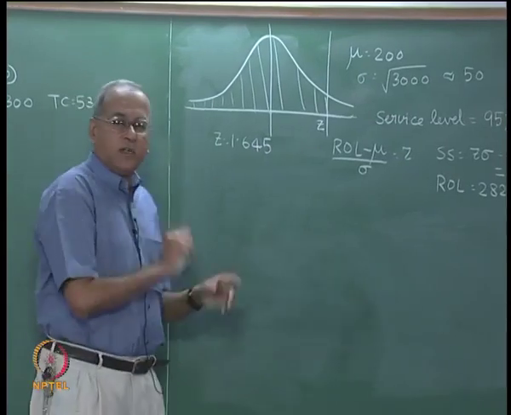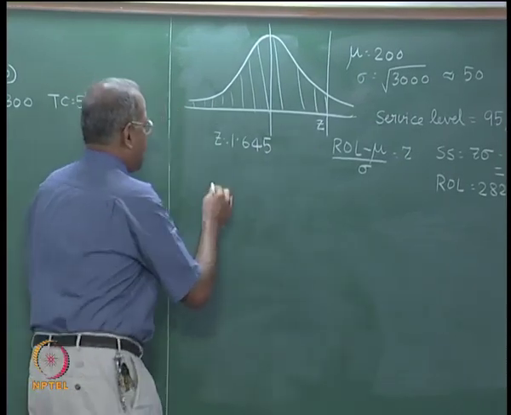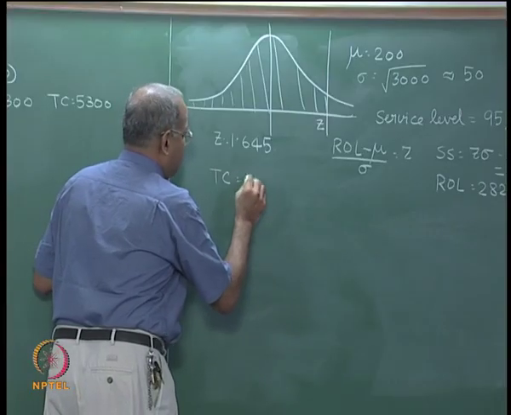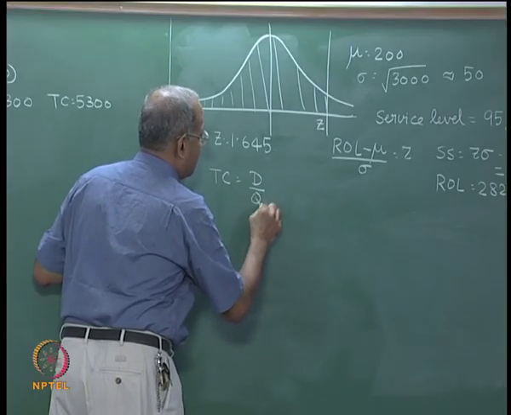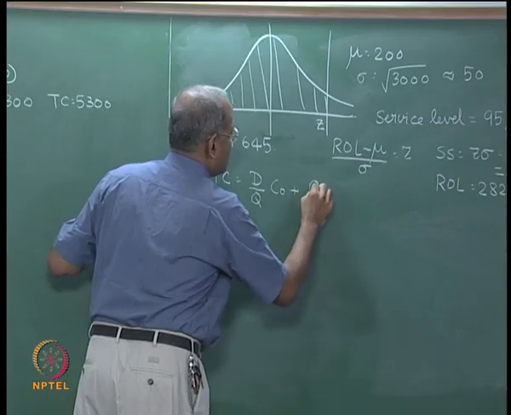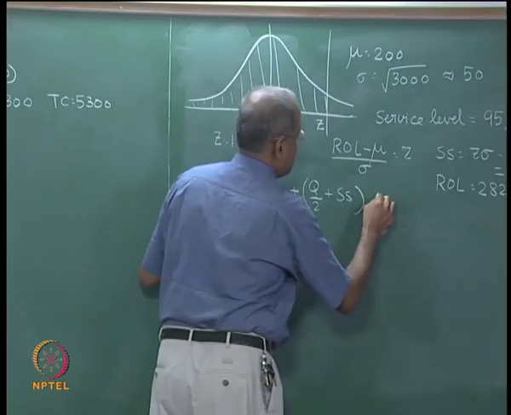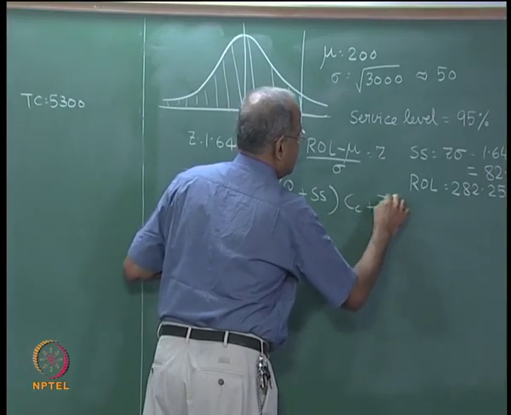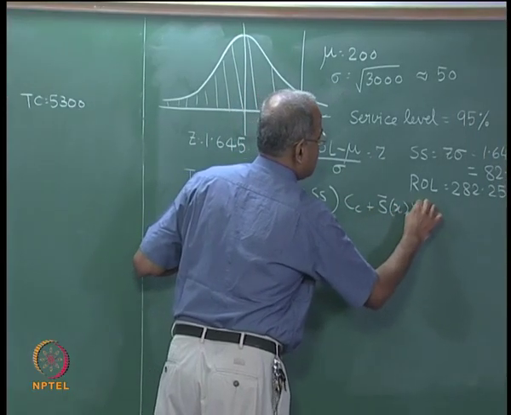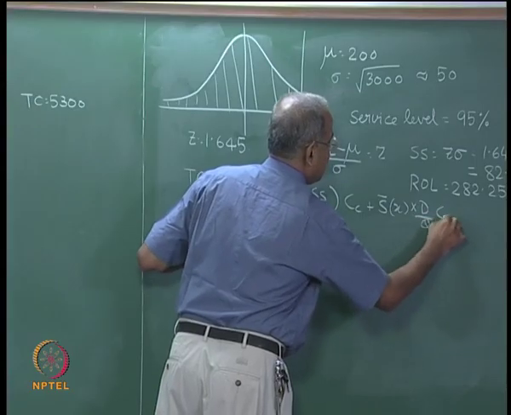Now, when we have this reorder level equal to 282.25, we can calculate the total cost. The total cost will have three components. Total cost will be D by Q into C naught, plus Q by 2 plus SS into Cc, plus S bar of x into D by Q into Cs.